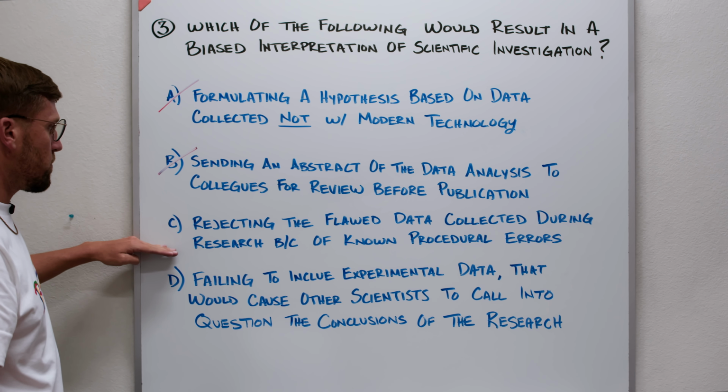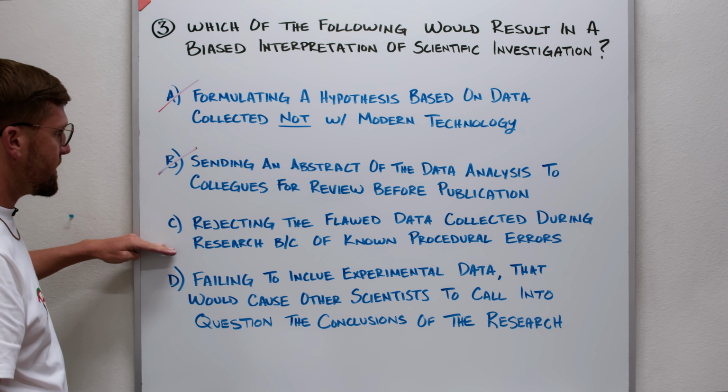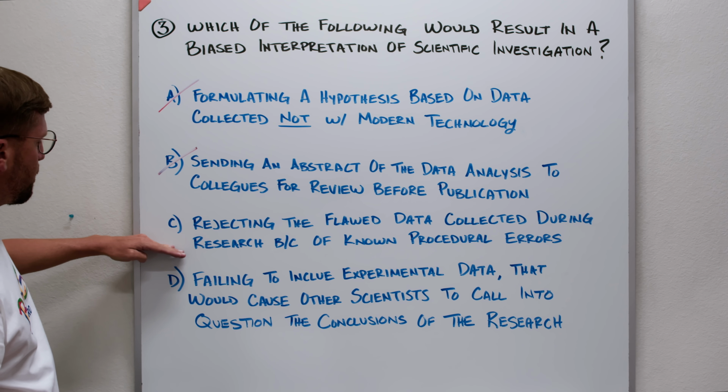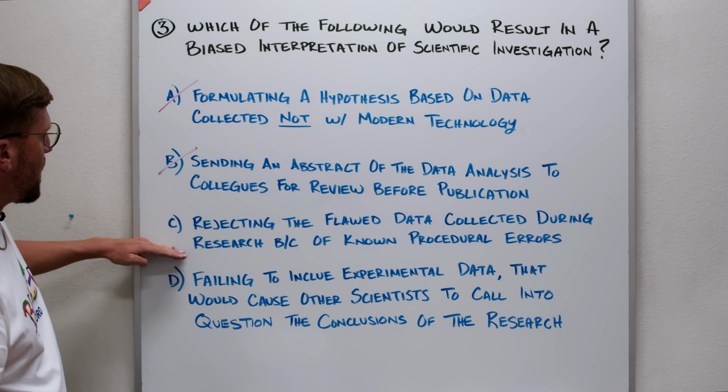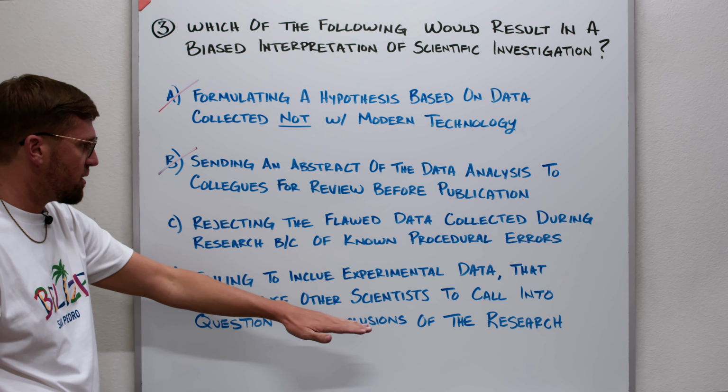Option C, rejecting the flawed data collected during a research because of known procedural errors, right? Rejecting flawed data due to known procedural errors. That sounds like it could be a case for bias, right? We're rejecting data, we're not including something. That seems like it could be a decent answer. Let's see if we can compare it to D.